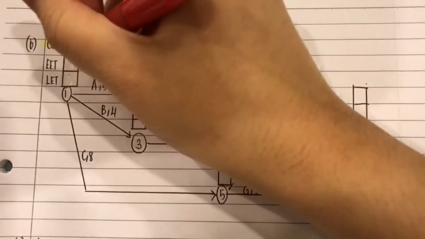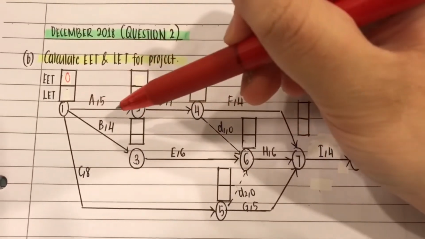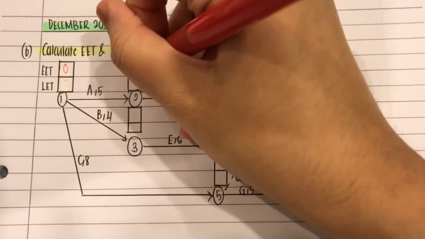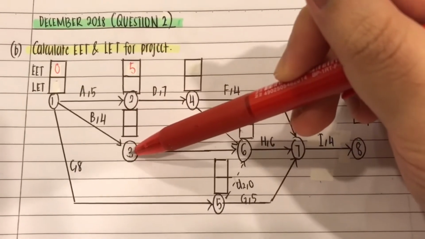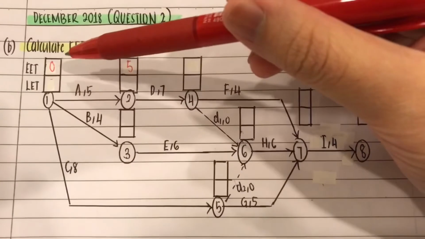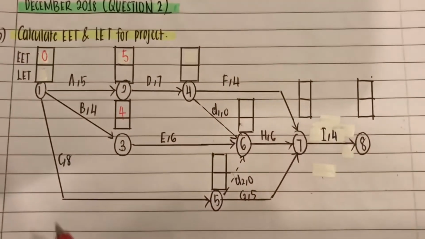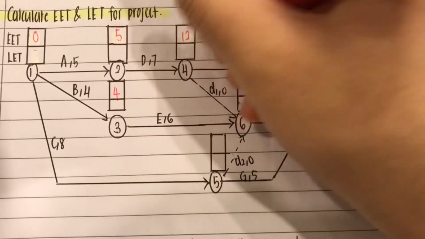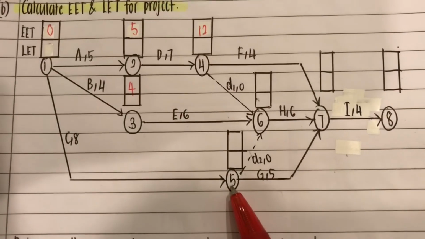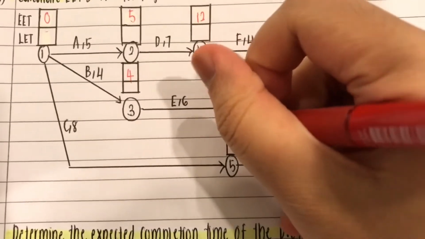So we will start with 0. Now 0 plus 5 will be 5. Now we look here because this is the third one. So 0 plus 4 will be 4. Now looking here again, it will be 5 plus 7, so 12. Now we'll look at the number 5, and it will be 0 plus 8, so 8.